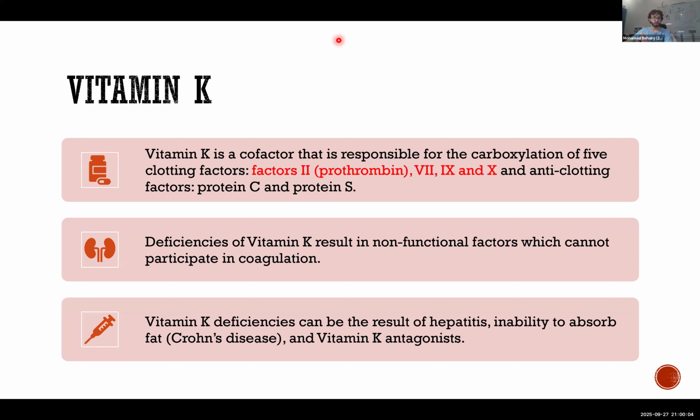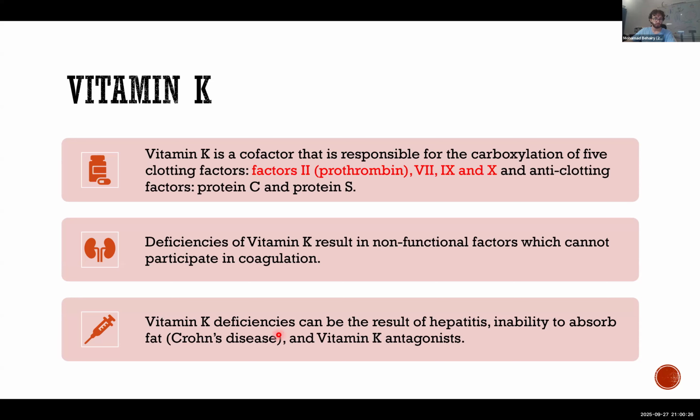Very necessary. If a question comes and they tell you, we have a deficiency of vitamin K, which of the following factors will be affected? You're going to tell them 2, 7, 9, and 10. But deficiencies of vitamin K will result in non-functional factors. These factors will not be able to participate in coagulation at all.